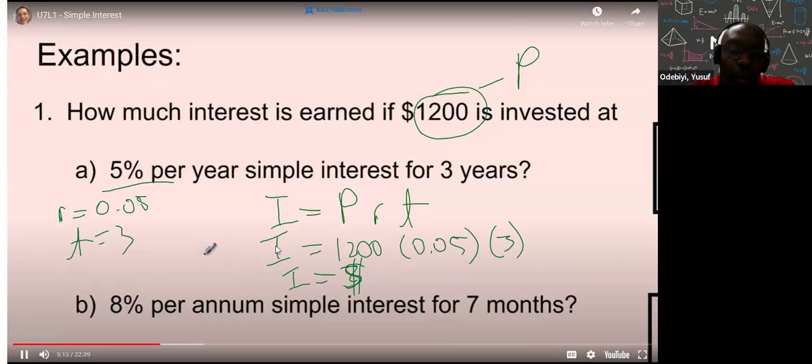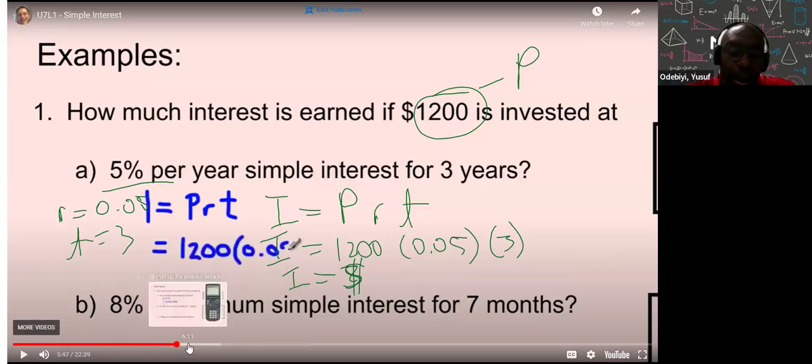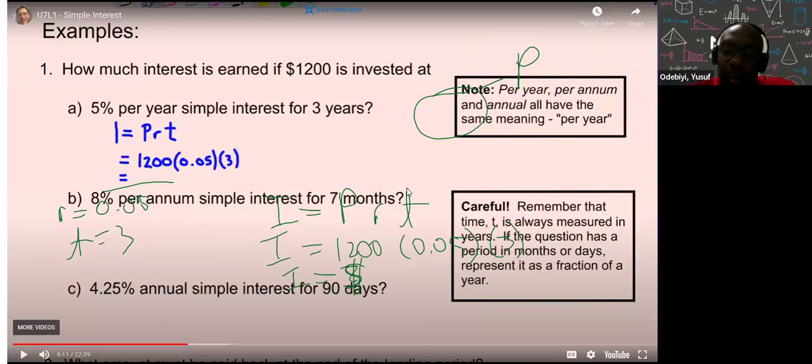5% per year, simple interest for 3 years. Okay, well, how much interest? So we want to know. Okay, so I'm going to fast forward. You can see that's the formula. I is equal to P times R times T. There you go, 1,200 times 0.05 times 3. Okay, and that's what I wrote on my screen earlier. Okay, so let's clear that.